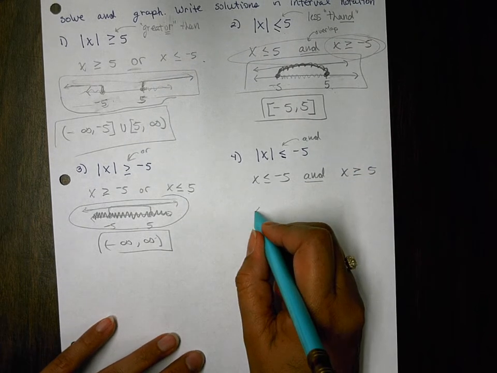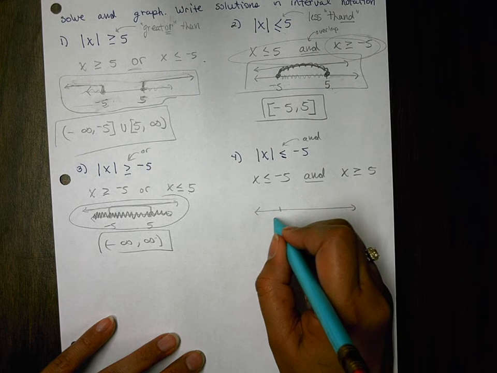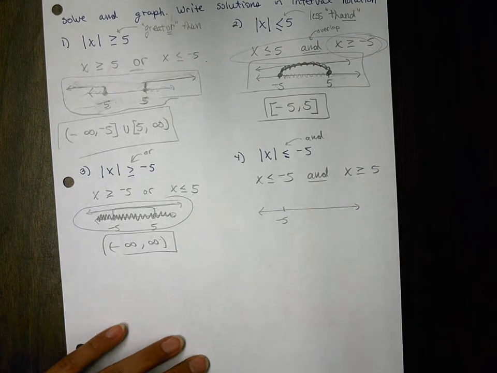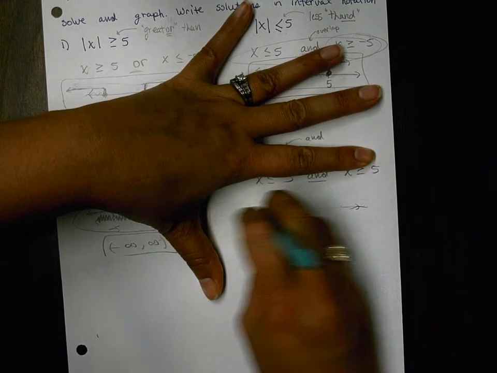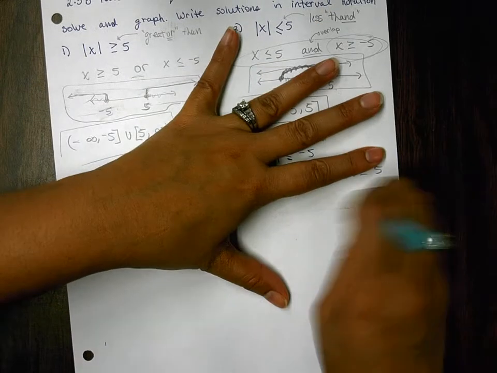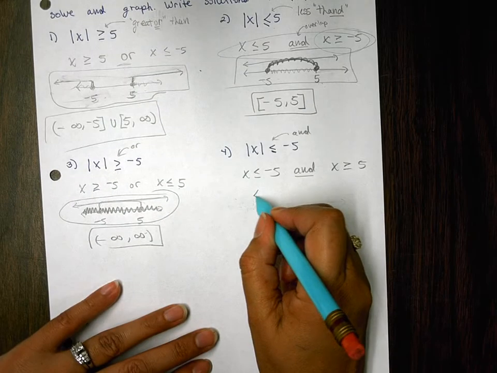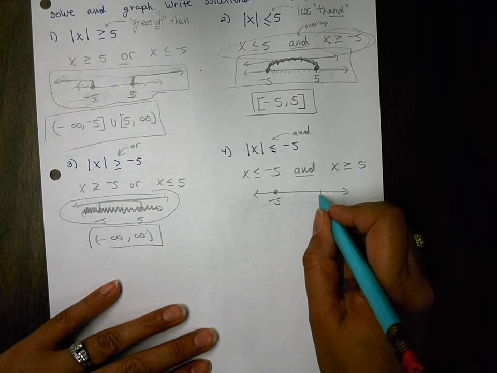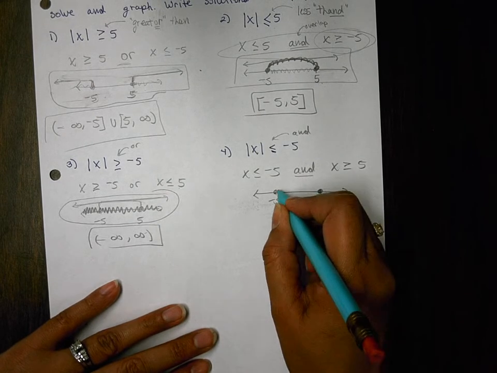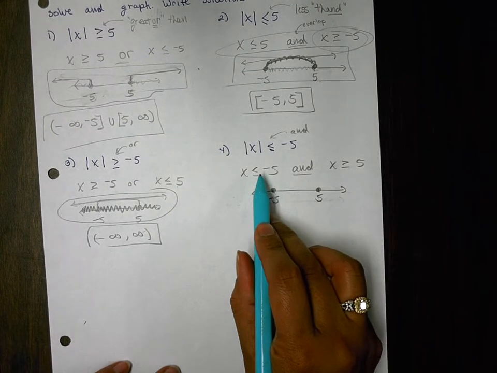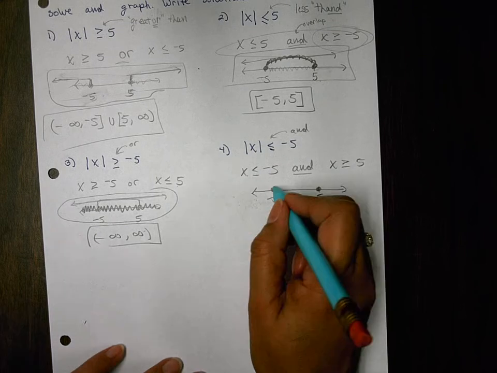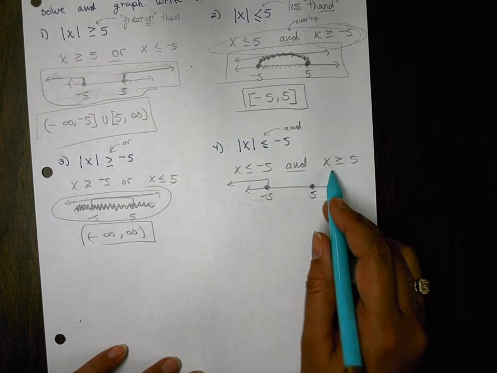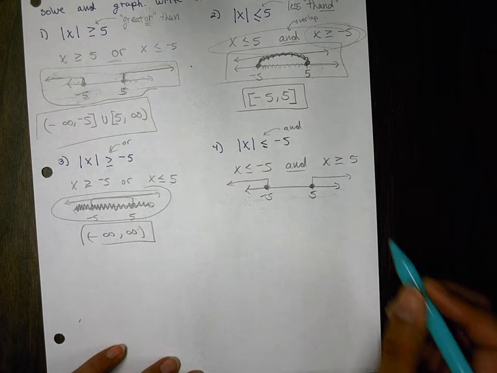And let's graph that. Remember, ands must have overlap. There's the -5. And so the -5 comes first because it's smaller than +5. -5 closed in, +5 closed in because of the equal bars. And this is saying I want everything less than or equal to -5. And at the same time, I want it to be greater than or equal to +5.